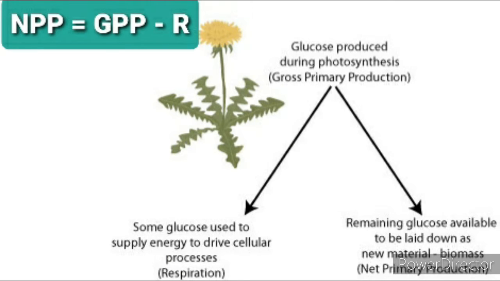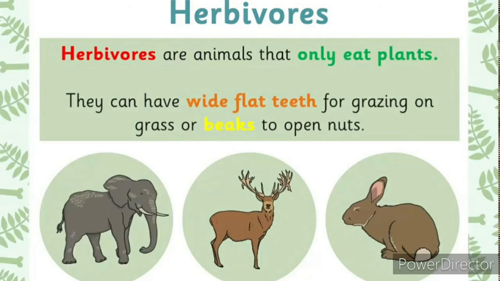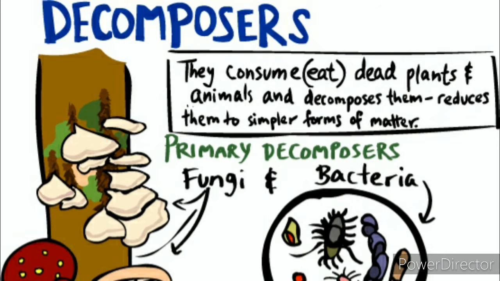The net primary productivity is explained as GPP minus R equals NPP, that is, gross primary productivity minus respiration losses is the net primary productivity. This NPP is the available biomass for the consumption of heterotrophs like herbivores and decomposers.